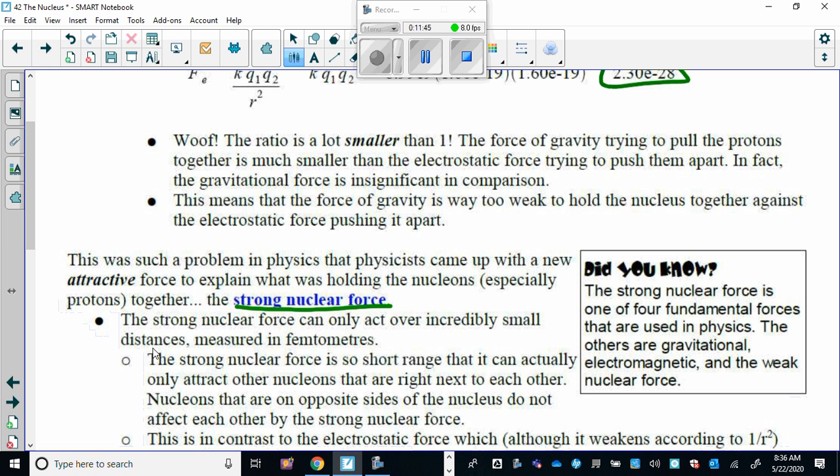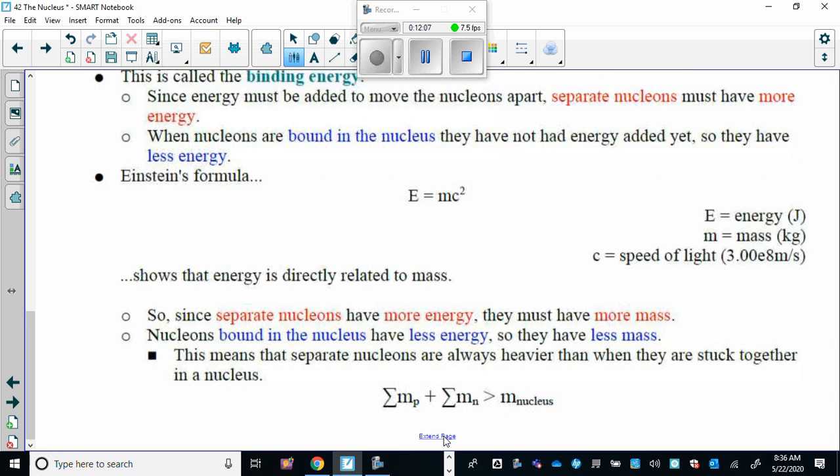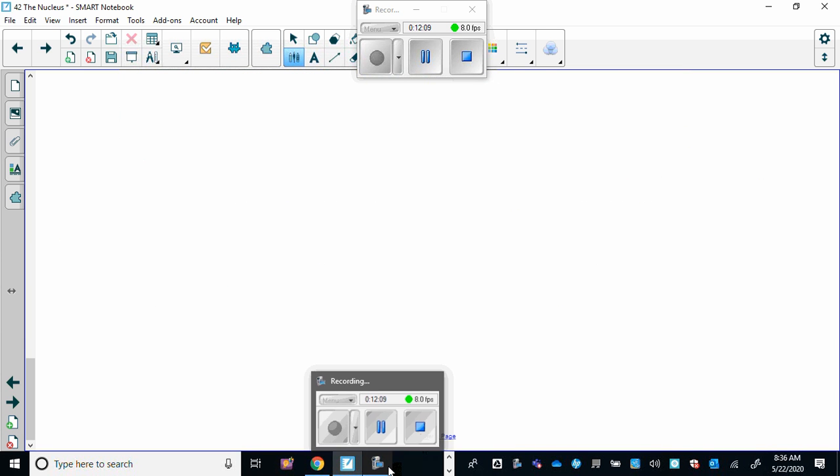It says the strong nuclear force can act over incredibly small distances measured in femtometers. The strong nuclear force is so short range that it can actually only attract other nucleons that are right next to each other. Nucleons that are on the opposite sides of the nucleus do not affect each other by the strong nuclear force. And that is why the bigger an atom gets, the more unstable it often gets.